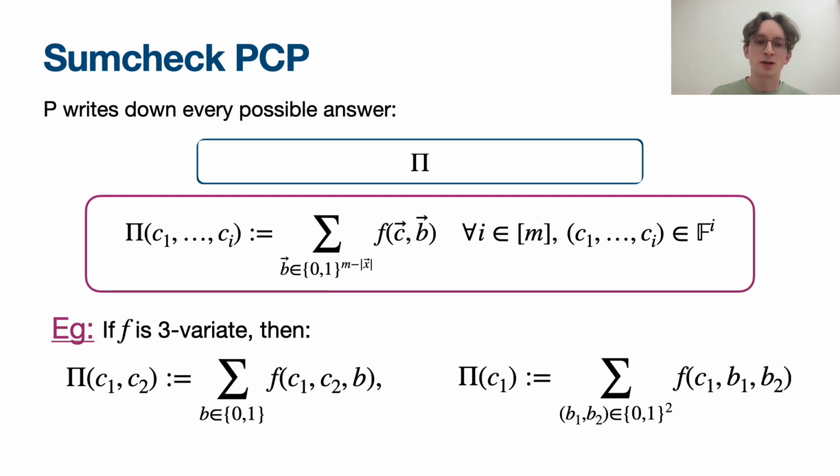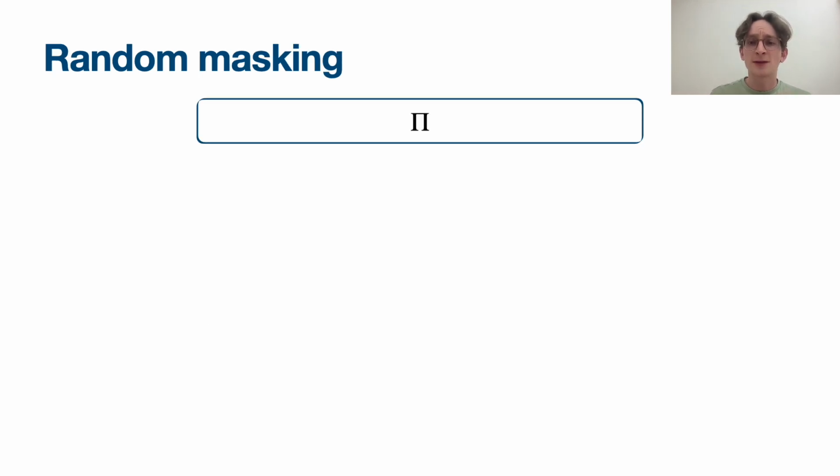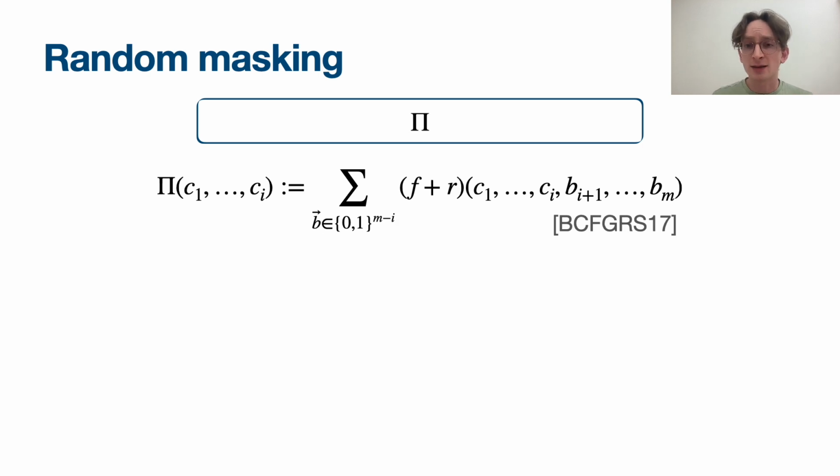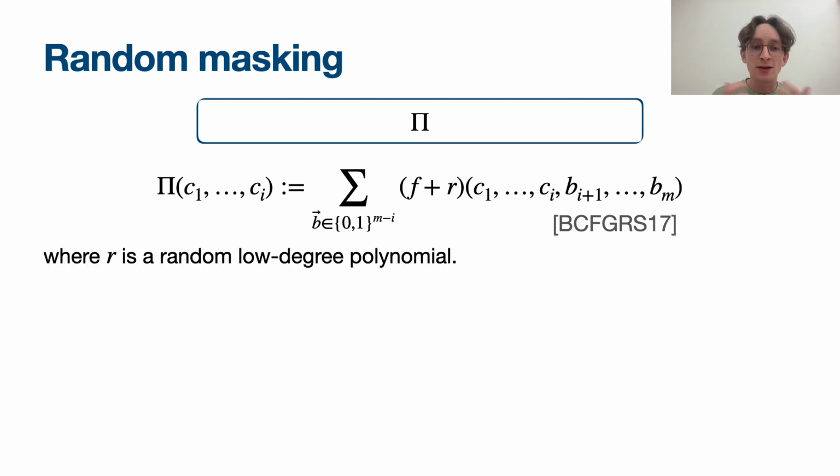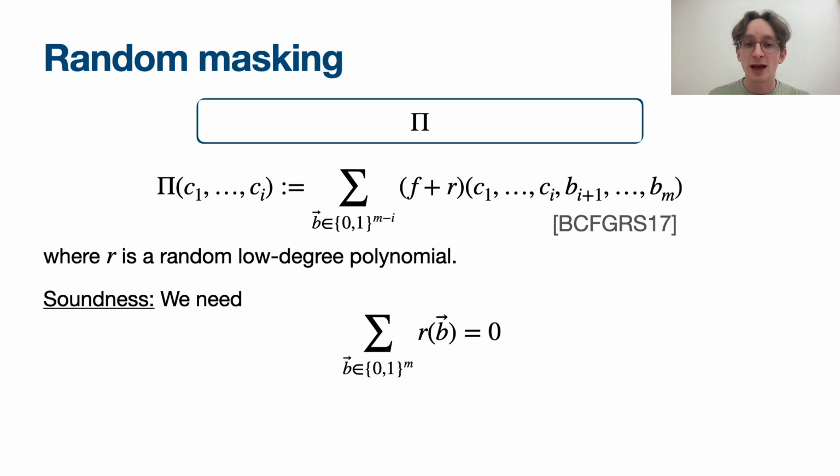Okay, so the gist of the idea is to use a random mask, and this was used in the past in BCFGRS 17, where you basically take some random low degree polynomial and add it on to f. The idea then is that this will mask the subcube sums that the verifier normally has access to when you do the regular sum check PCP. But for soundness, if we're just forgetting zero knowledge for a second, we need that the sum of this polynomial we're adding on is 0, so that the whole overall sum is preserved by this masking.